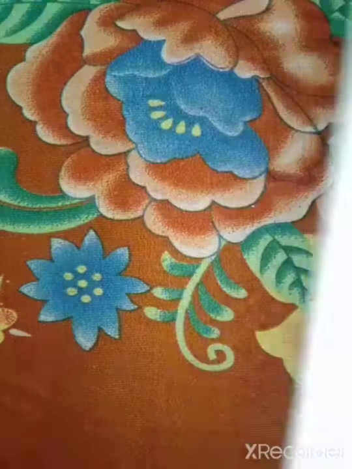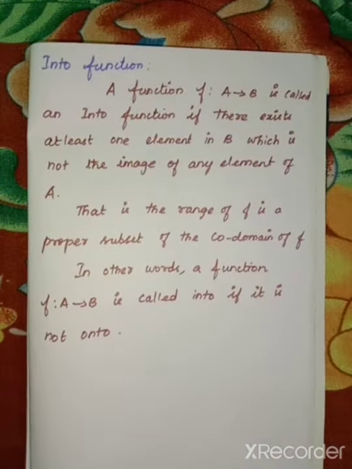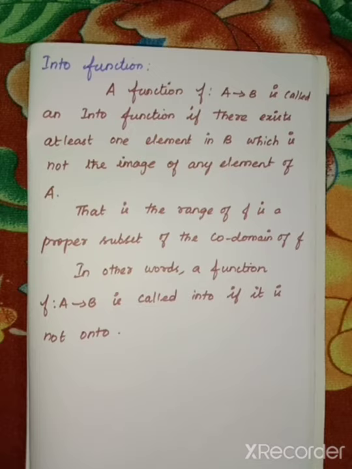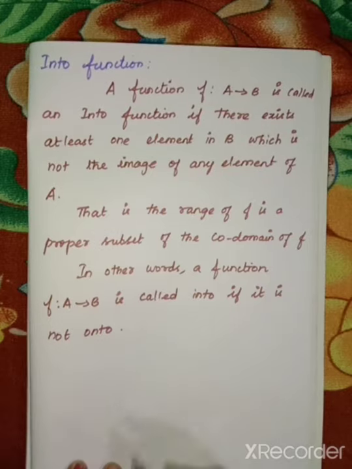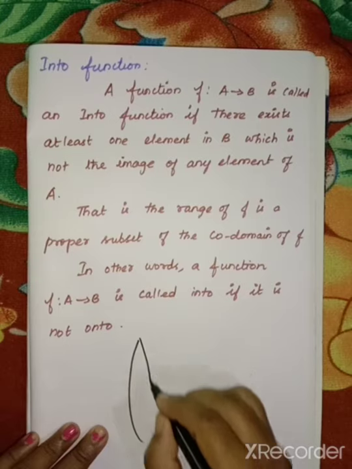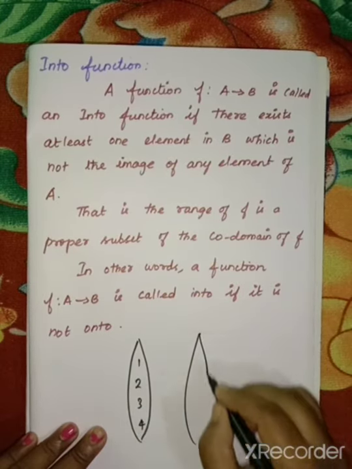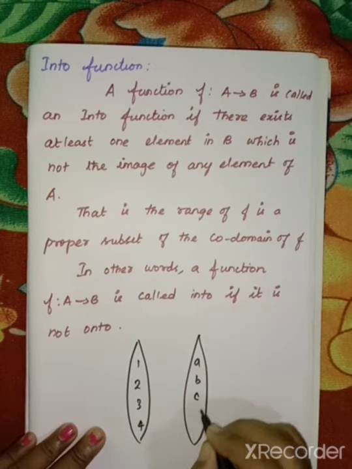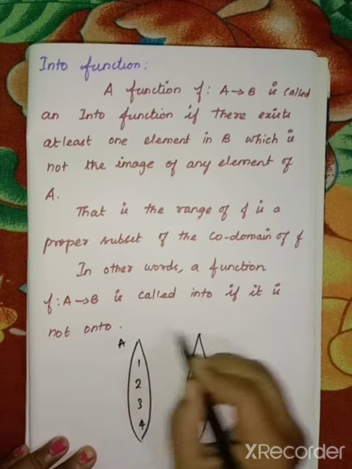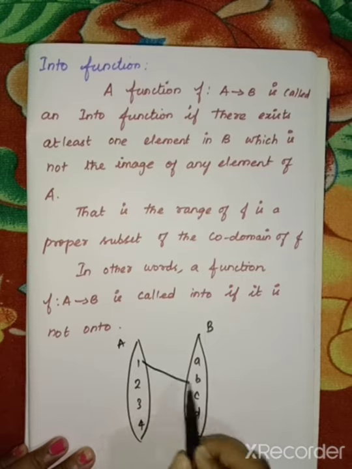Likewise we want to see the into function. So a function f from A to B is called an into function if there exists at least one element in B which is not the image of any element of A. So see one example. 1, 2, 3, 4. Here we have a, b, c, d, e. So this is the A set, this is the B set.